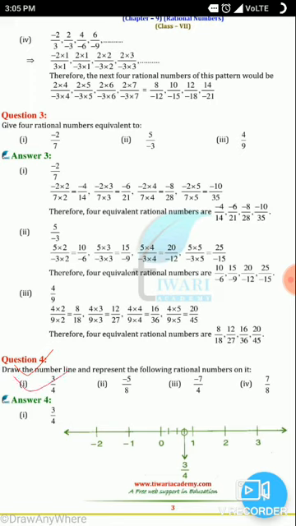See, first one is what? 3 upon 4. Okay, 3 upon 4. Compare the numerator with the denominator. So here the numerator is less than its denominator. Understood? So it is called a proper fraction. Understood?